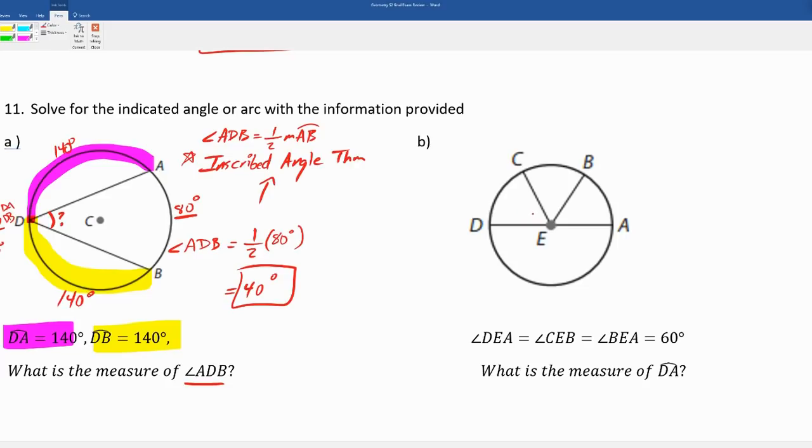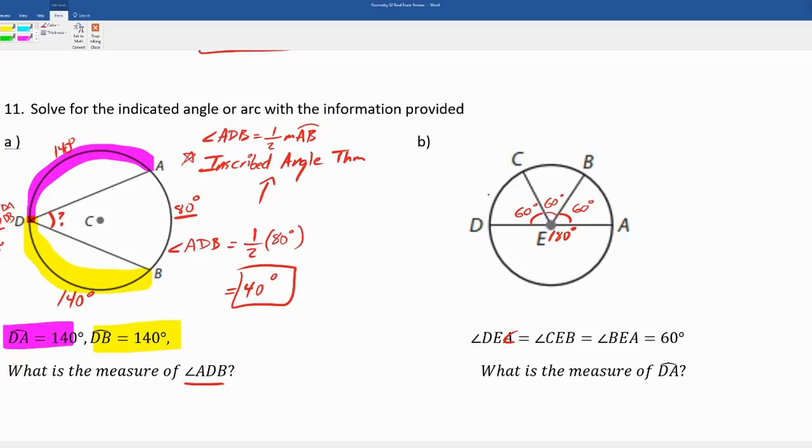Which equals BEA. Interesting. I think there's a slight typo. I think this is supposed to be DEC. Yeah. So this guy equals this guy, which equals this guy. And DEA is really 180 degrees. Well, if they're split up in three different ways, that means this guy's got to be 60. CEB has to be 60. And BEA is also 60 degrees.